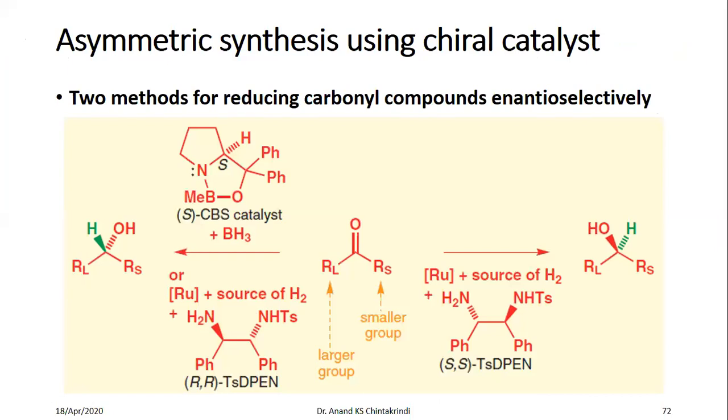Now we have seen two methods for reducing carbonyl compounds enantioselectively. First was using the CBS catalyst. So if this was the ketone wherein you have one group as the larger alkyl group and RS denotes the smaller alkyl group here, you will end up with this particular enantiomer.